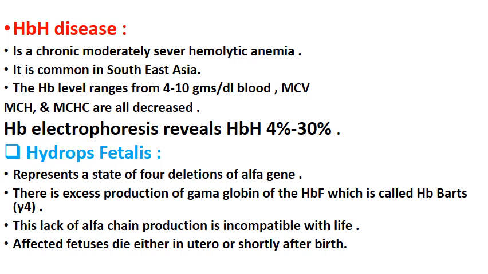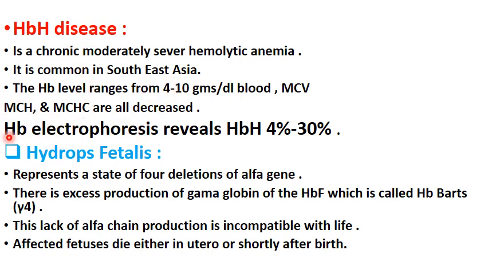Hemoglobin H disease. What is hemoglobin H disease? It's a chronic, moderate to severe hemolytic anemia, more common in Southeast Asia. The hemoglobin level, Hb level, ranges from 4 to 10 grams per deciliter. Mean corpuscular volume, MCV, mean corpuscular hemoglobin, and mean corpuscular hemoglobin concentration, MCHC, are all decreased. Clinically, the patient has anemia.